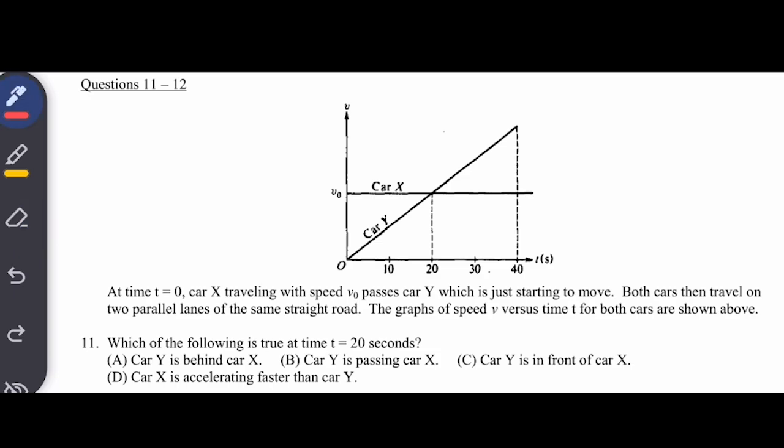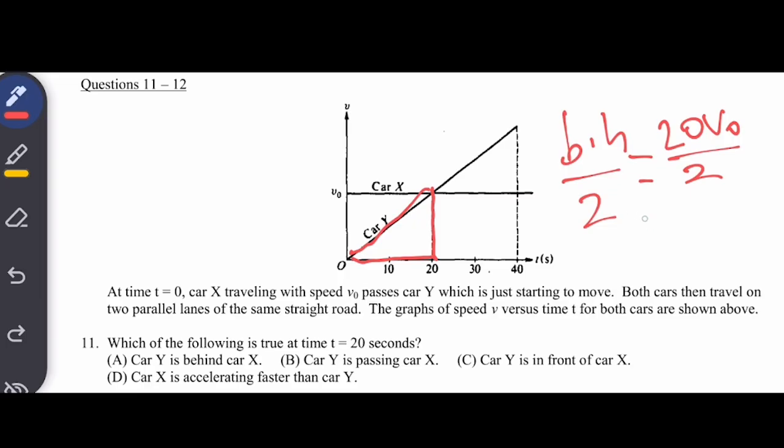With that knowledge, we can go ahead and solve for car Y. We can find that at 20 seconds, and we can go up here and see that V0. So then this is the area, but it's also a triangle, and the area of a triangle is base times height divided by 2. So this is actually equal to 20 times V initial divided by 2. So this is the same as 10 V0.